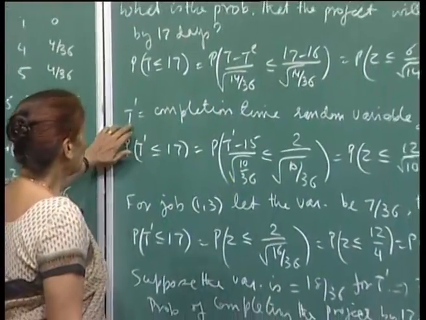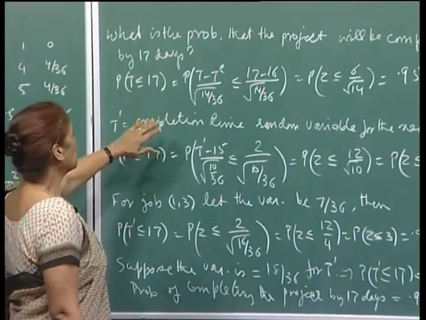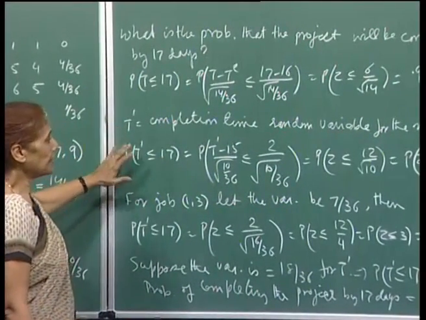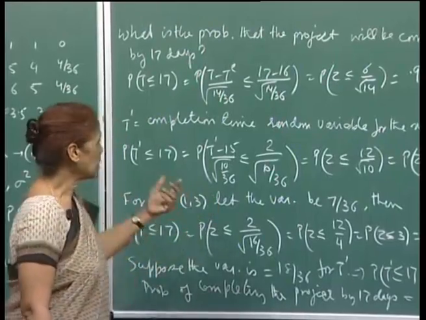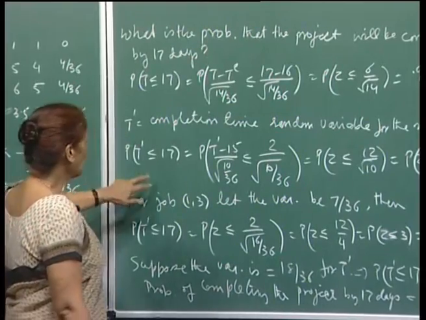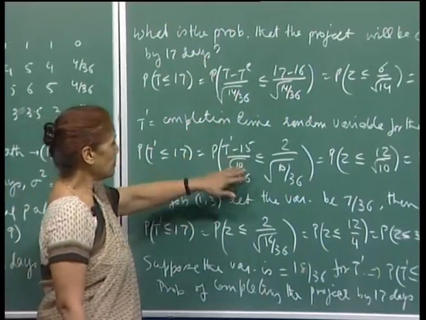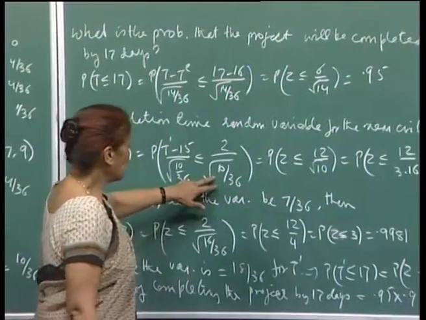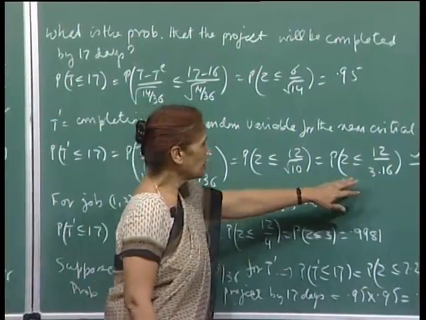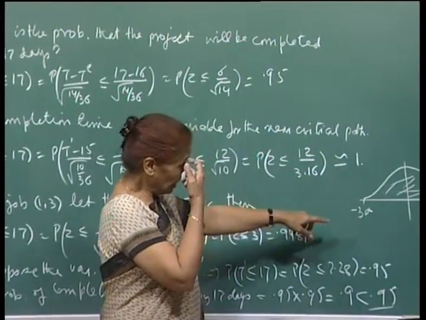I am trying to show you that we have computed the probability of completing the project by 17 days, and that came out to be 0.95. Now, I want to look at the effect of the near critical path. So, let T prime be the completion time random variable for the near critical path. Then we want to compute the probability that T prime is less than or equal to 17. By the same calculation, the variance for the near critical path is 10 upon 36, so this comes out to be 12 upon 3.16.